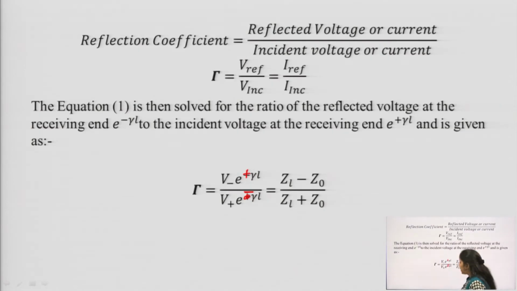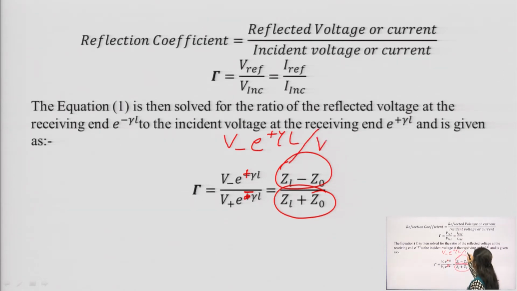So, now we have received the expression of reflection coefficient in terms of the load impedance and the characteristic impedance just by dividing the reflected wave upon the incident. So, what is the reflected wave? V minus e to the power plus gamma L divided by V plus e to the power of minus gamma L. This will be the gamma, this will be the plus. Okay? This will be the condition here. This way, from there we will obtain the reflection coefficient, that is equal to ZL minus Z naught upon ZL plus Z naught.